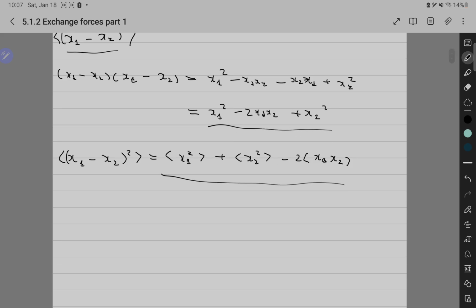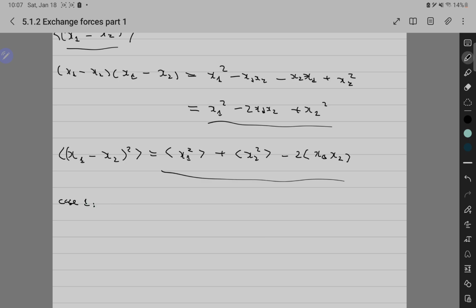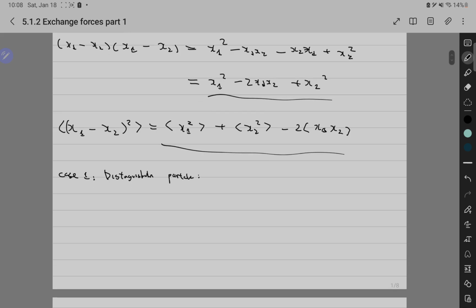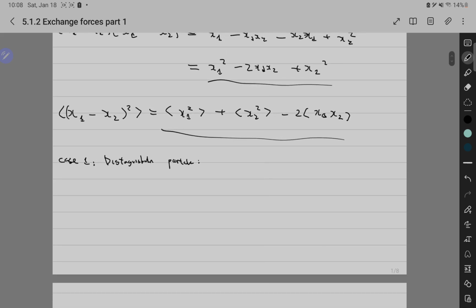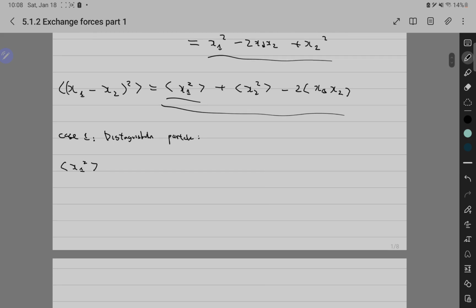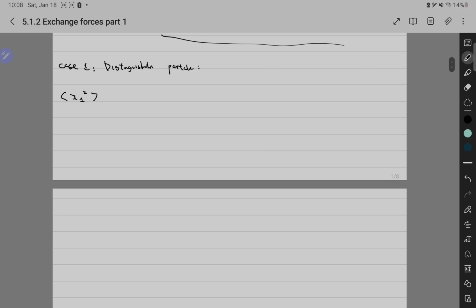And for our case 1, where it is distinguishable particles, let's first look at this first term. So for distinguishable particles, we want to find the expectation value of x1 squared. And I'm not sure if you remember the definition of expectation value. If we have some observable quantity O, then the expectation value of O by definition is the integral of psi complex conjugate times O times psi, and then dx, let's say, for the variable. So this is the so-called definition of an expectation value for an observable O.